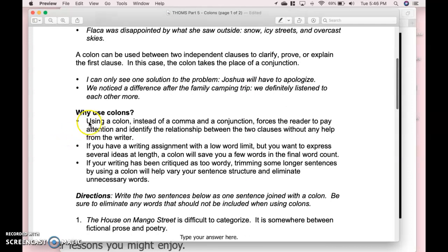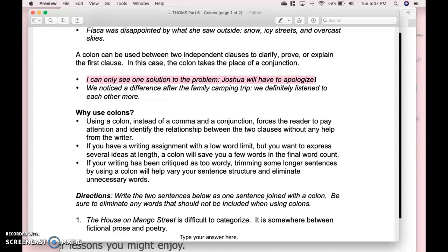So why exactly do we use colons? Well, using a colon instead of a comma and a conjunction forces the reader to pay attention and identify the relationship between the two clauses without any help from the writer. For example, when we looked at the sentence up here, "I can only see one solution to the problem: Joshua will have to apologize."